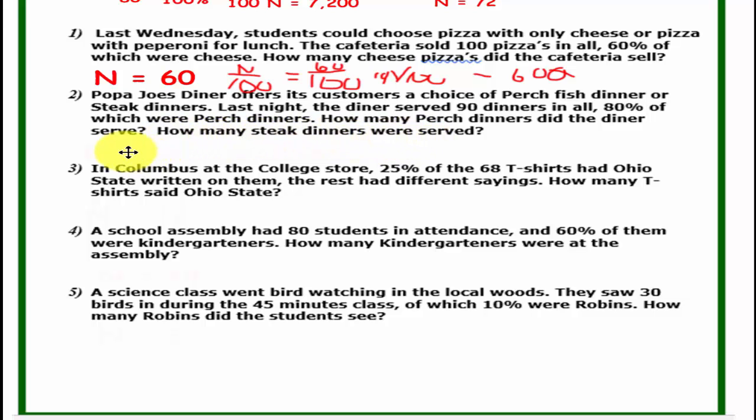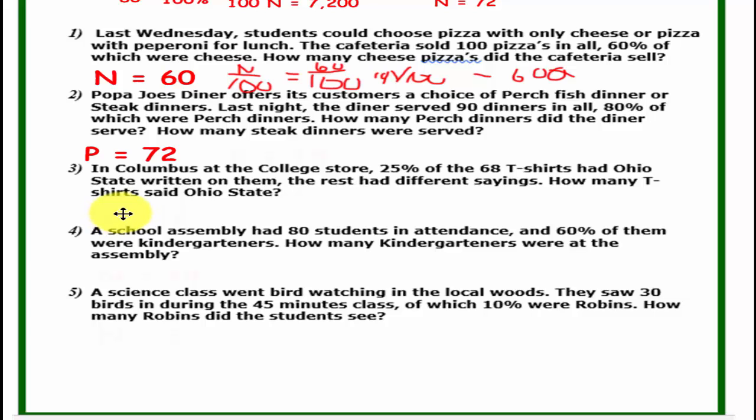Okay, really, this is pretty simple. Using the same logic as you did above, right? You're going to have n over 90, and you're going to have 80% over 100. Okay, and you want to multiply 90 times 80, then divide it by 100, and we end up with perch dinners of 72. Now, if there's 72 perch dinners, how many steak dinners were there? Well, there's 90 dinners in all. So the answer has to be 18.